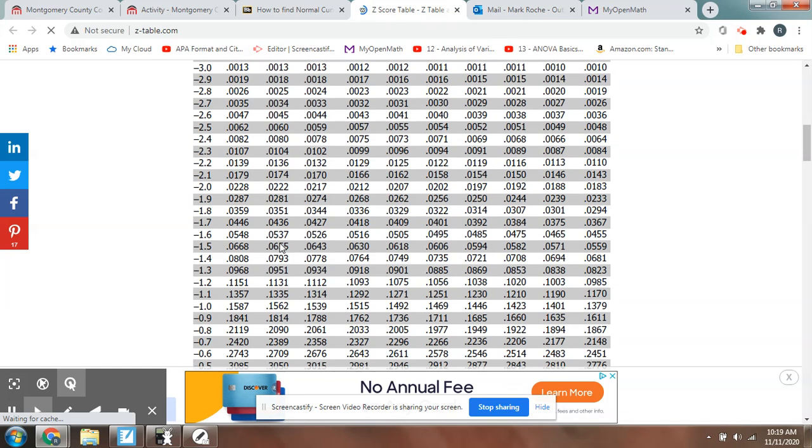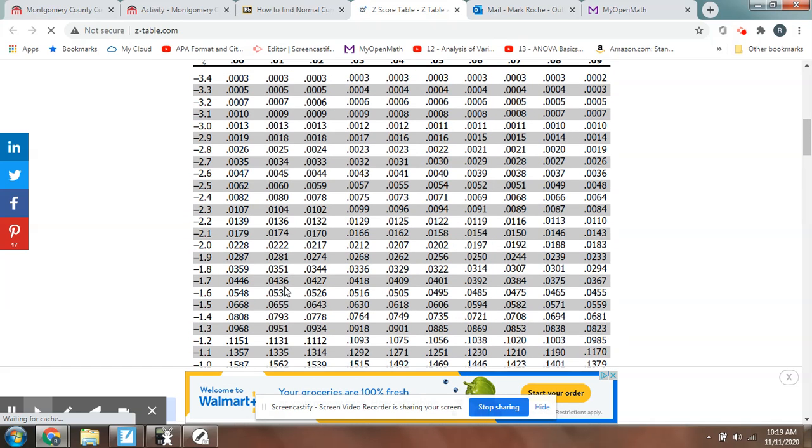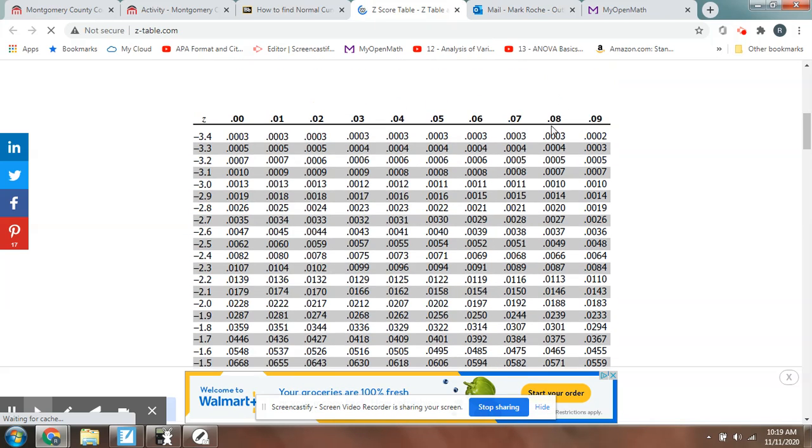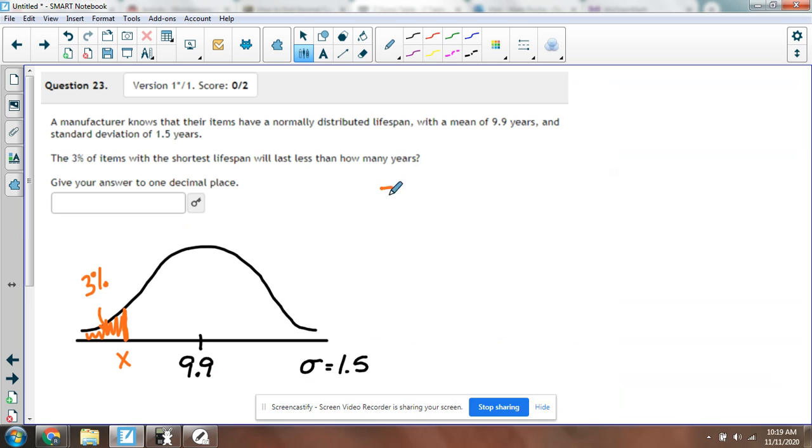Let's see here. It kind of goes in order. So we have 0.0233, 0.0287. Looks like this is pretty close. 0.0301 is basically 3%. Okay, so that's going to be negative 1.88. You see that? Negative 1.8 is the ones and tenths place, and then 0.08 is the hundredths, so it's going to be negative 1.88. So the z value that cuts off that bottom 3% is negative 1.88.